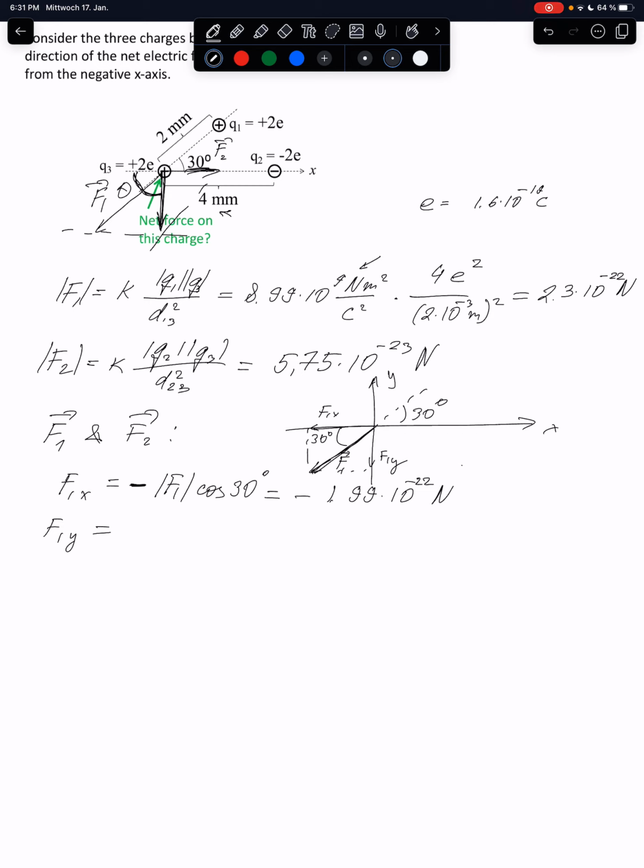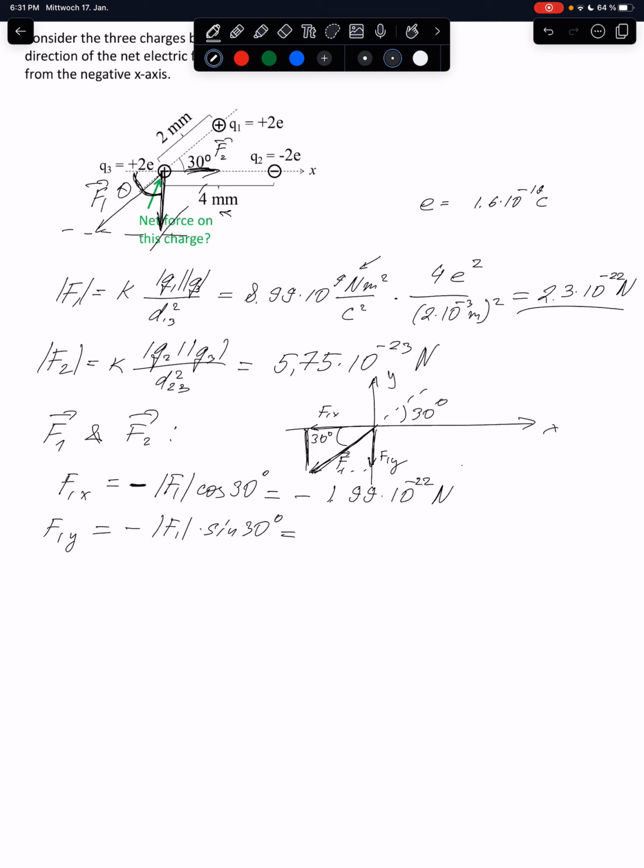What about the component y? The component y will also be negative. You can see it from this picture. Next, I have the force, its absolute value, which we already found, times sine of 30 degrees. We used cosine already, so now it's sine. You can also see that this side is opposite to the angle of 30 degrees, and this is why it's sine.